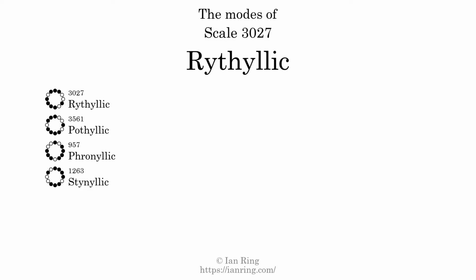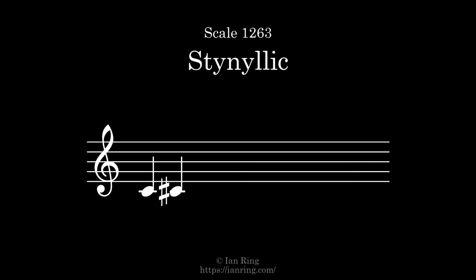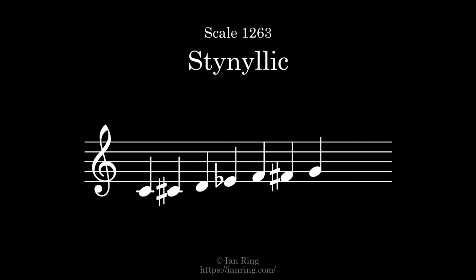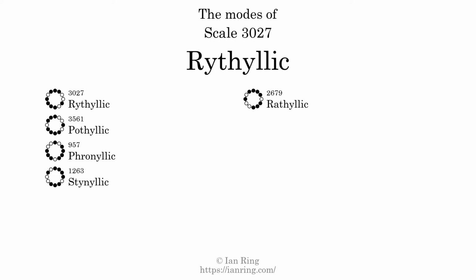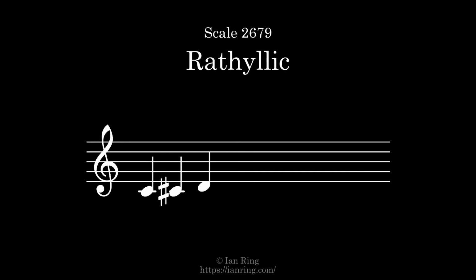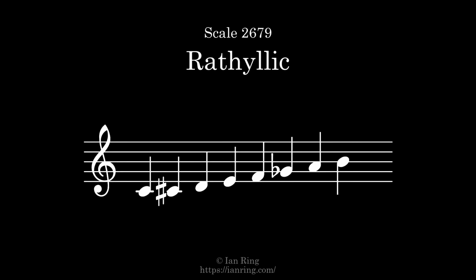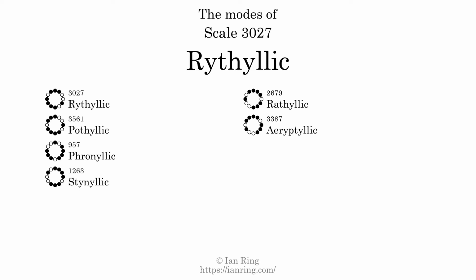The fourth mode is Scale 1263, also known as Stylylic. It sounds like this. The fifth mode is Scale 2679, also known as Rythyllic. It sounds like this. The sixth mode is Scale 3387, also known as Heteromorphisms. It sounds like this.